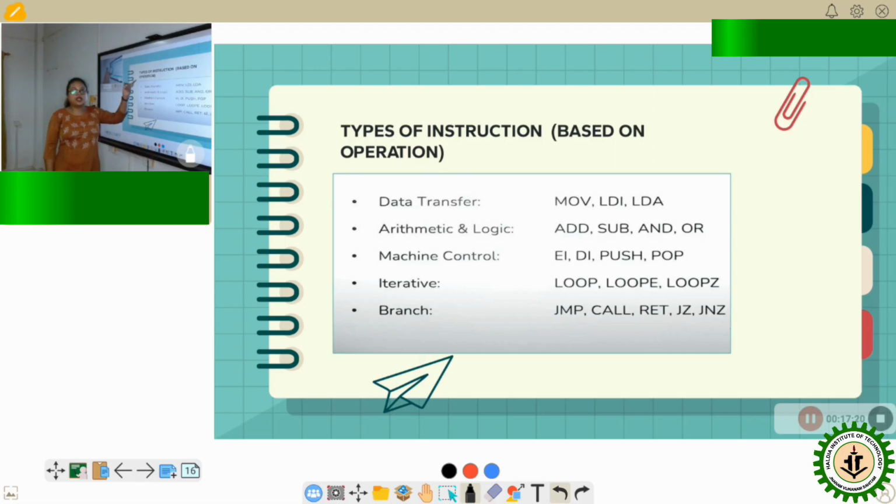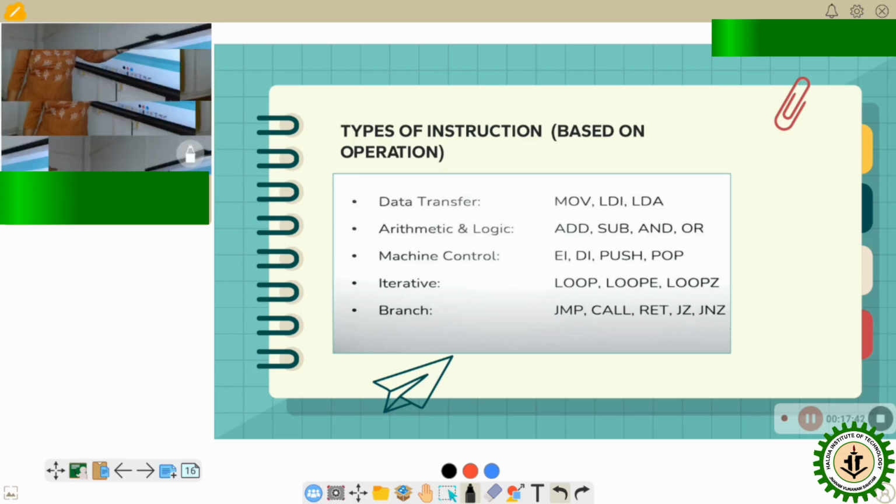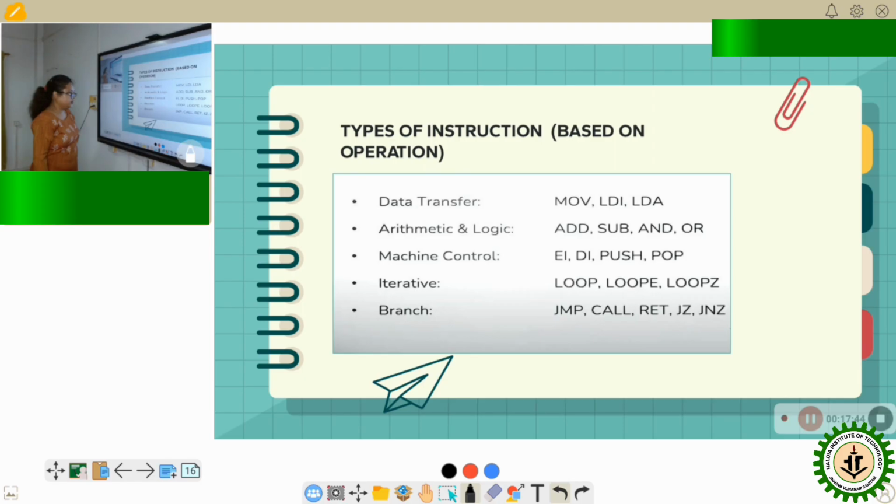Next, types of instruction based on operation. For data transfer, we have operations like move, LDI, LDA. For ALU, addition, subtraction, and, or. For machine control, push, pop. Then for iterative, loop. For branch, JMP, call. All these things.